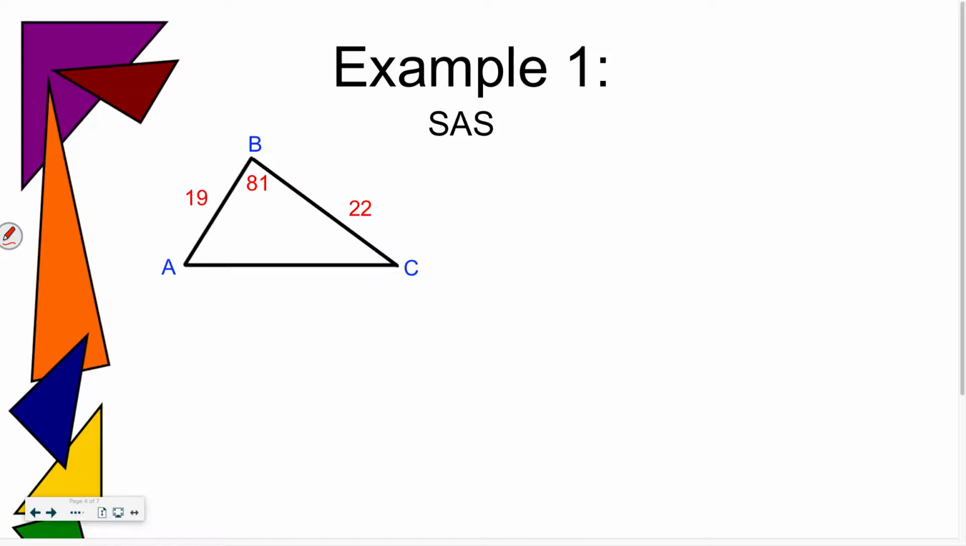Remember, your goal is to find all the angles and find all the sides. So what I see in this picture, I know two sides and the included angle, so that's side angle side. When I do side angle side, I can use the law of cosines right away to find this third side. So I'm looking for side B.